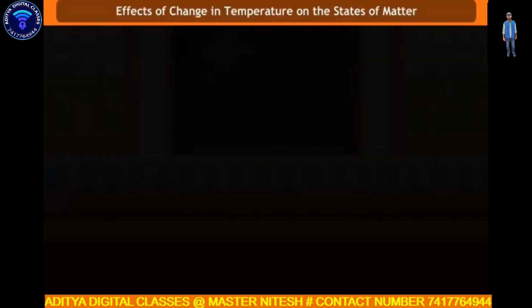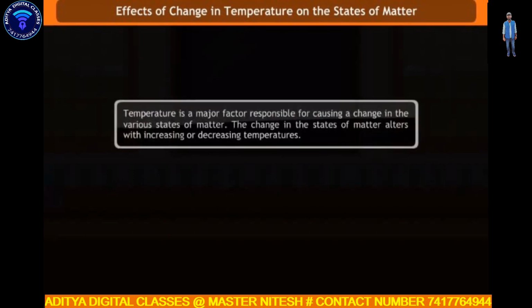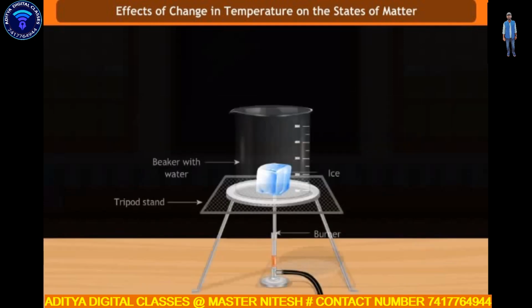Effects of change in temperature on the states of matter. Temperature is a major factor responsible for causing a change in the various states of matter. The change in the states of matter alters with increasing or decreasing temperatures. Let us explain with the help of an activity.